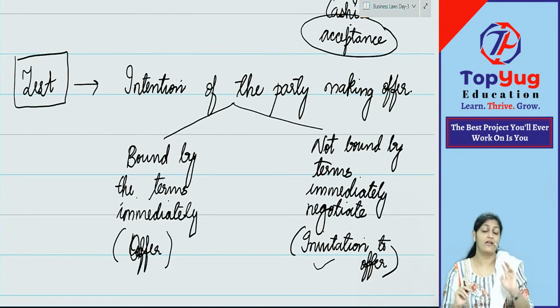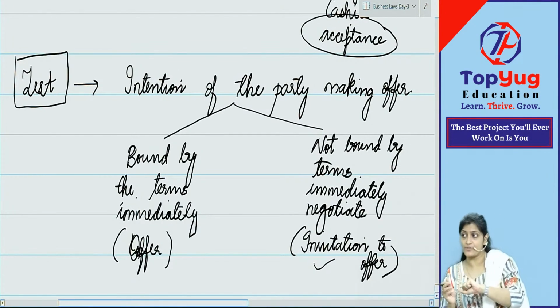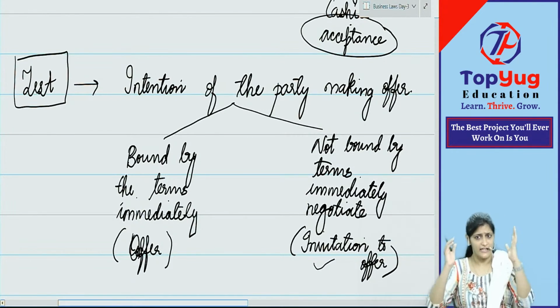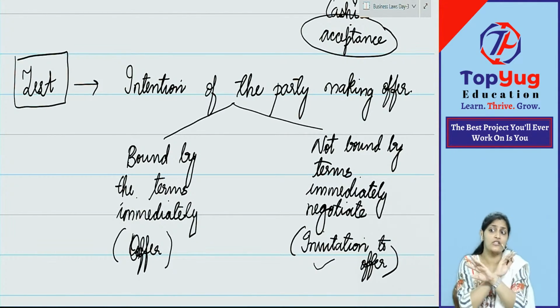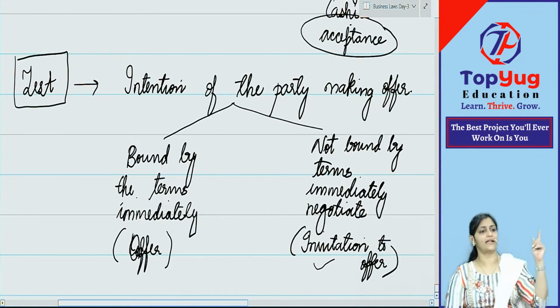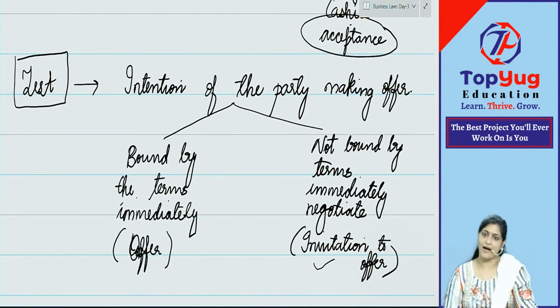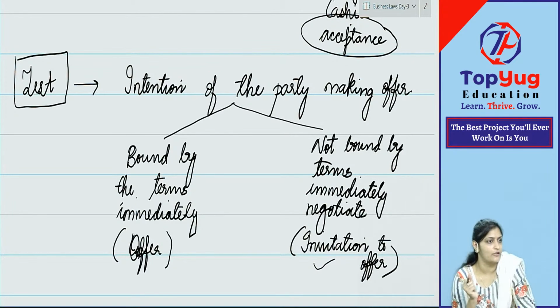I will think whether to do it or not to do it at less price, or reduce the items, reduce the quality, increase the quality. If you want to still think about it, then it is not an offer, it is just an invitation to offer. Understood? So the test to know whether it is an offer or an invitation to offer is the intention of the party. If the party wants to get bound by it immediately, it is considered to be what? Offer. If it does not want to get bound by it immediately, and thinks before, negotiates, bargains, then it is an invitation to offer.